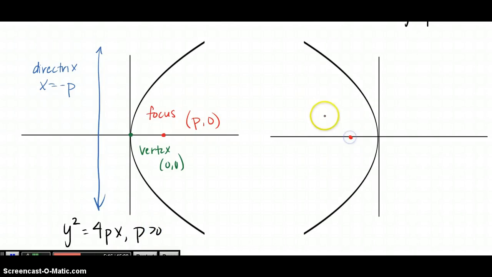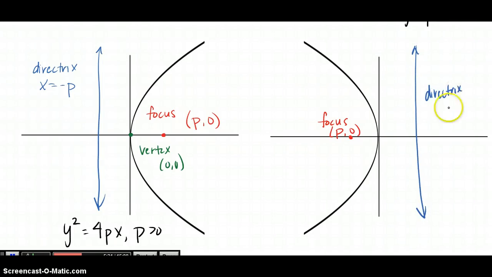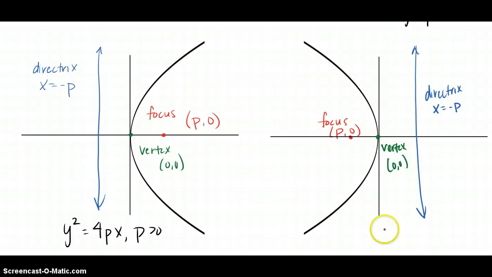So that would mean that here's our focus for this one, inside of the parabola at some (p, 0), meaning our directrix is on the other side at x equals negative p, and our vertex again is at (0, 0). So then our equation for something that opens this direction is the same, y squared equals 4px, and now our p is less than 0.